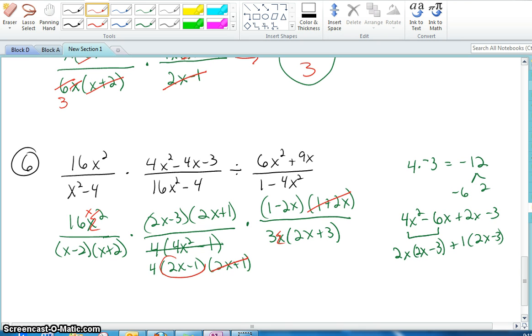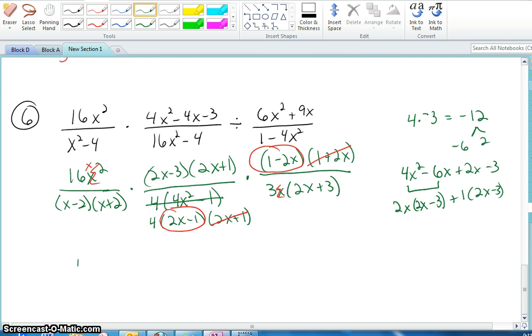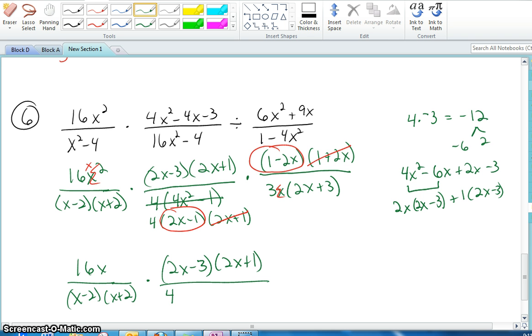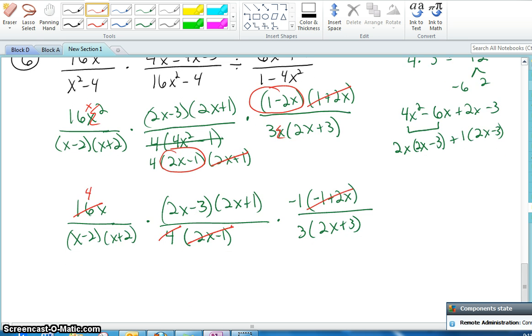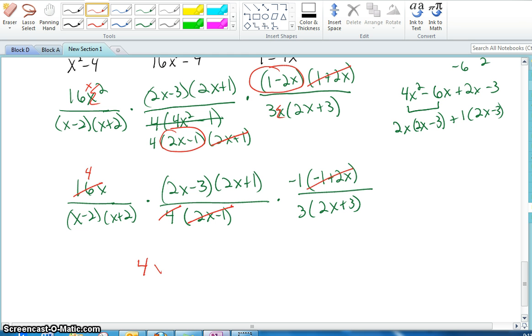Okay, what about this 2x minus 1 and 1 minus 2x? Those are close. So let's rewrite this. If I were to factor out a negative 1 from 1 minus 2x, I would have a negative 1 plus 2x. Now they're the same. So now I can reduce those. I can also reduce the 4 and the 16. So this is my final answer.